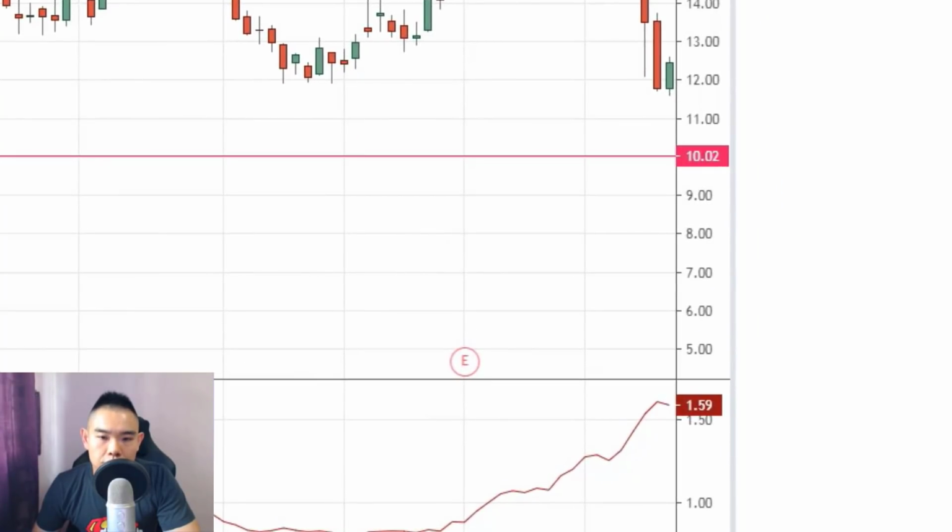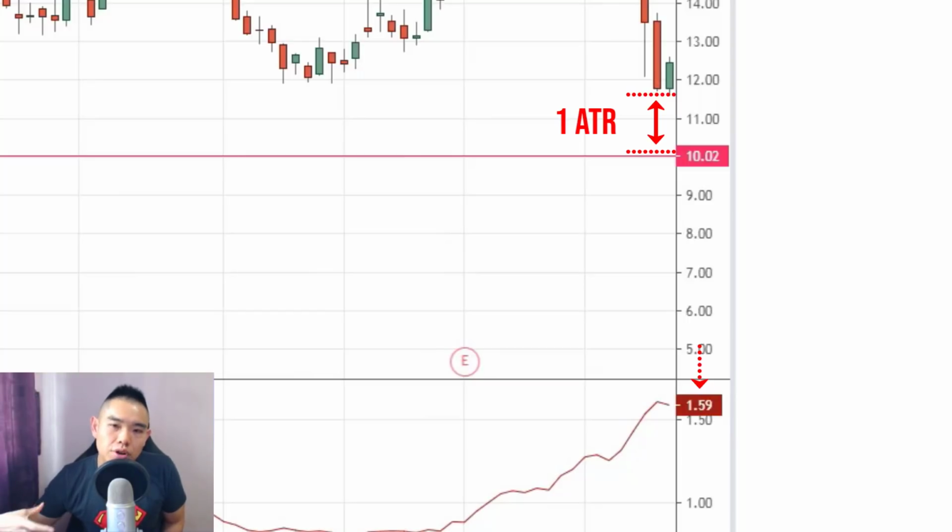From this low to this pink line over here is in essence 1 ATR. And the value of 1 ATR is as shown over here, $1.59. What this tells you is that the historical volatility of this market over the last 20 days, over the last 20 candles, is about $1.59. This market moves an average of $1.59 a day based on the last 20 days of prices. So let's give your trade some room to breathe based on this recent volatility. That's how you set your stop loss.